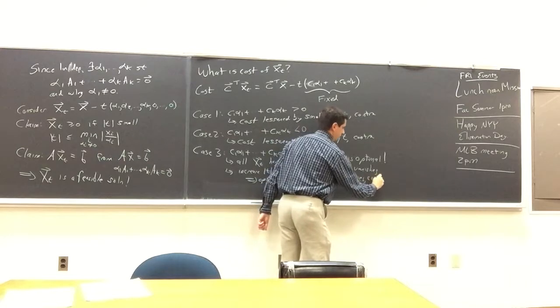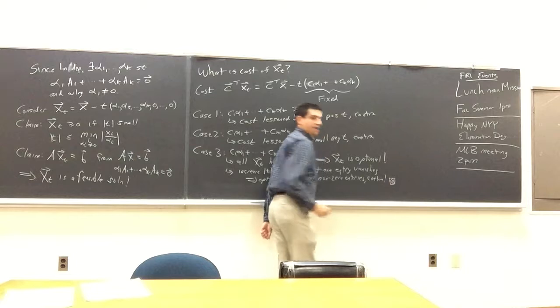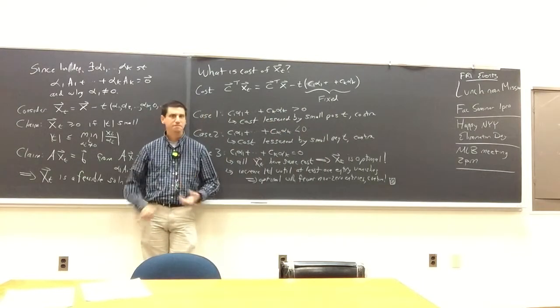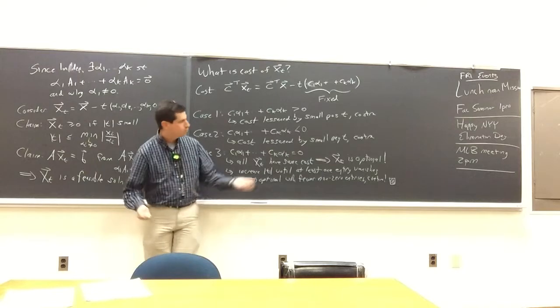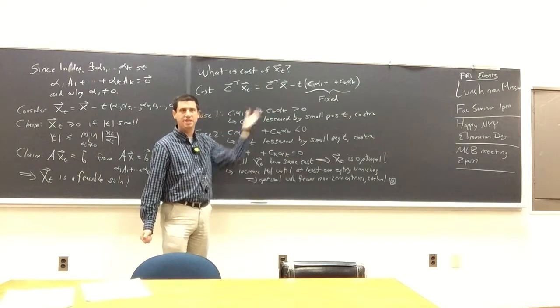And that's a contradiction. And that finishes the proof. Okay. It's very similar to what we did before. The real twist is that now we have to put in the objective function and see how that's going.